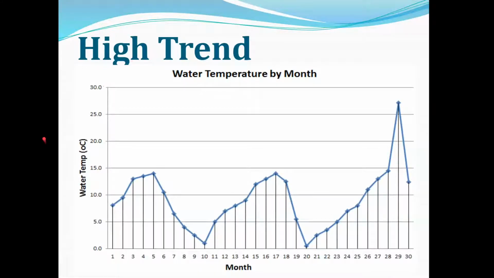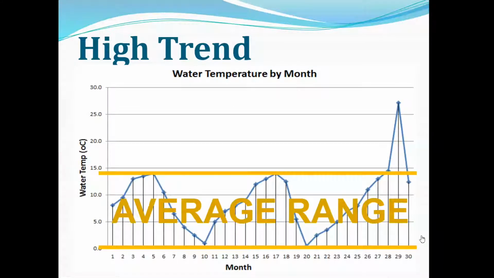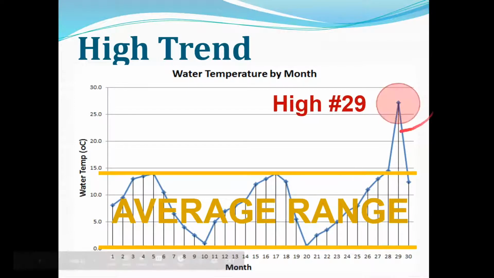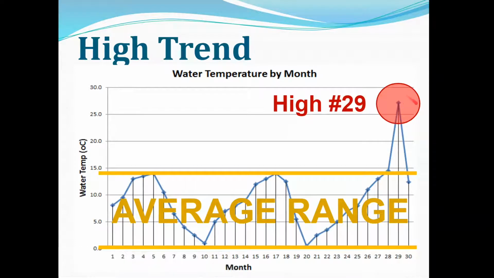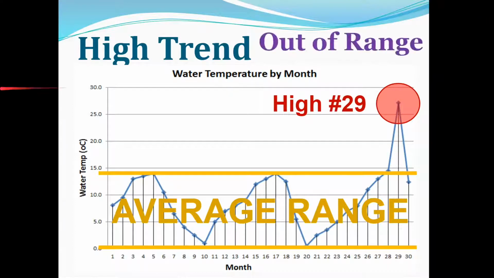A high trend, you will see that even though you have your average range, something sticks up. It is out of that range. And not only that, but it is month 29, which on this graph is the second to last dot. And that second to last dot, both in your graphs and in this graph, is the month of the fish kill. So on the month of the fish kill, with this graph, the water temperature would be quite high. That could be a clue as to what killed the fish. So you're going to look for these out of range things for high trends.